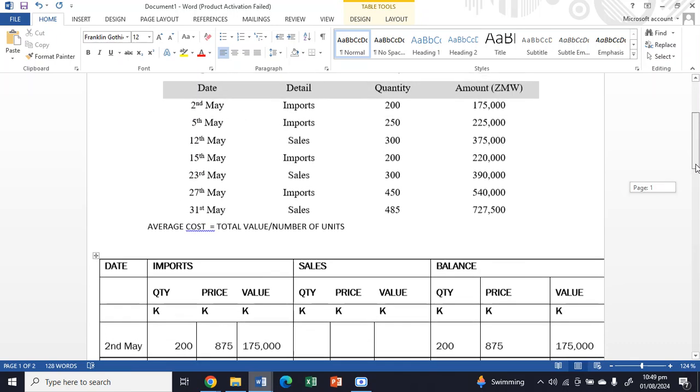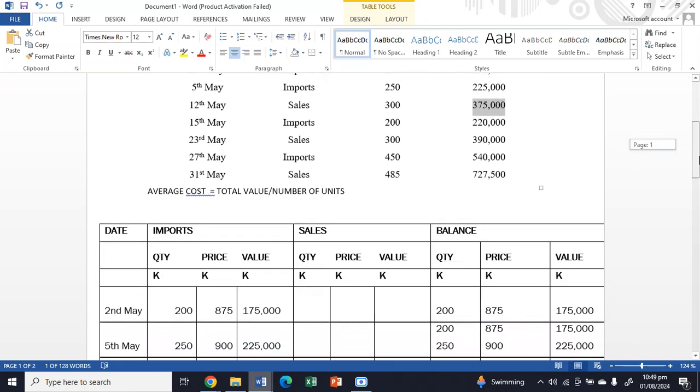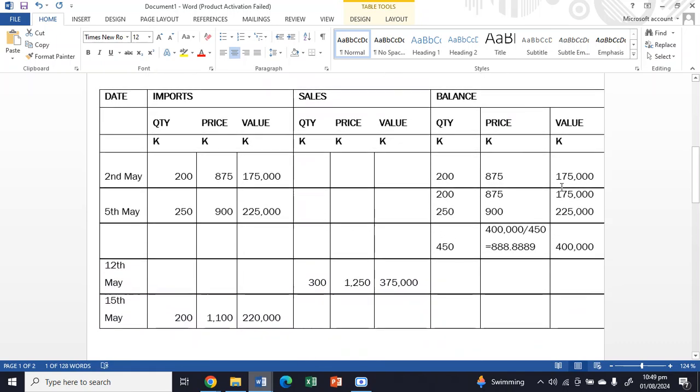Okay, so the next transaction, 12th May, sold 300 goods and we made a total of 375,000 kwacha. So we come to our table here, 12th May, we sold 300 goods, made 375,000 kwacha. So the selling price is just this 375,000 kwacha divided by 300, get a selling price of 1,250.